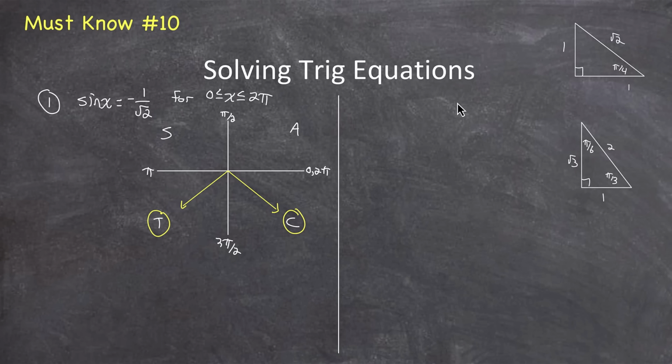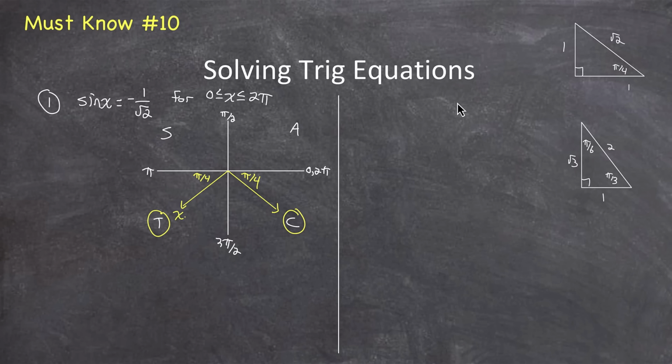And what is the reference angle that creates a ratio of 1 over root 2? Well, sine of pi over 4 equals opposite over hypotenuse, 1 over root 2. So I know the reference angle for both of these terminal arms is pi over 4. And now I just have to calculate the two angles that get to those terminal arms.